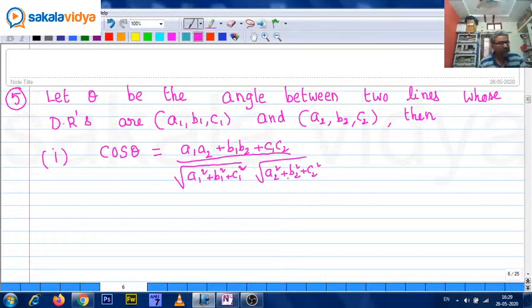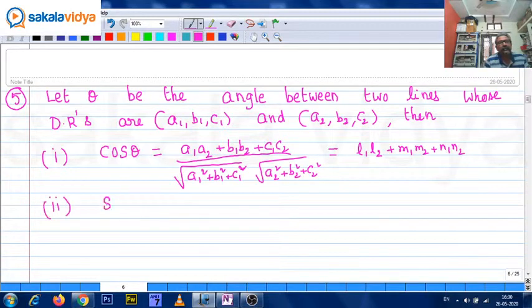For example, L1 M1 N1 and L2 M2 N2 are the direction cosines of a line. Directly we can write cos theta is equal to simply L1 L2 plus M1 M2 plus N1 N2. Understood now? Okay.